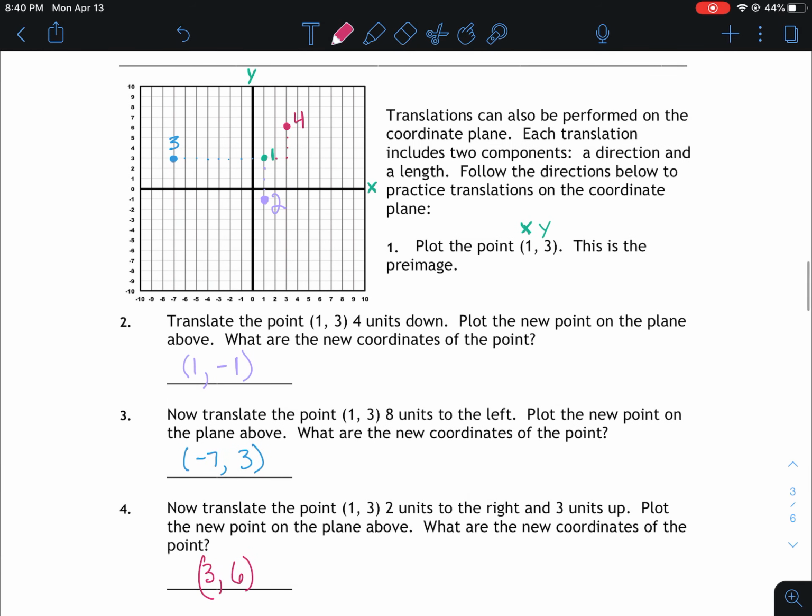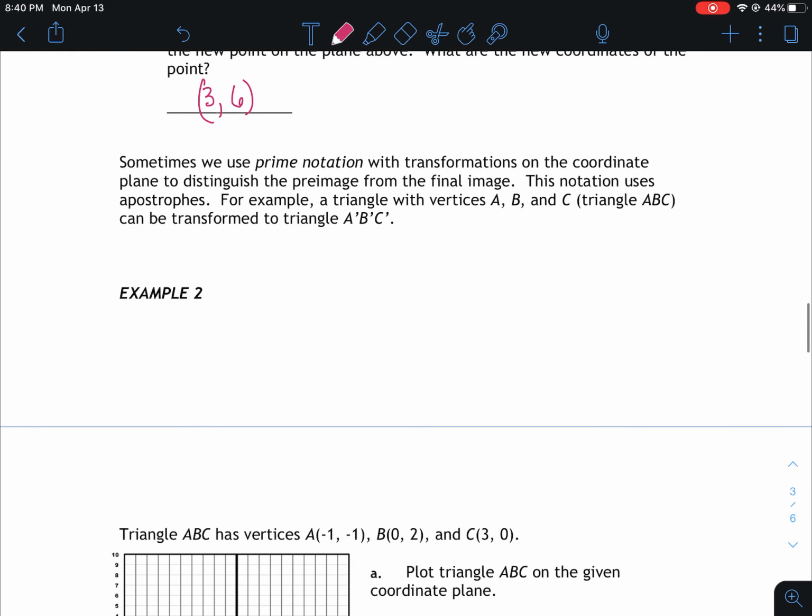So if you notice when you are graphing this on your own, you can tell that when it goes left or right, it is the x value that is changing. When you go up or down, it is the y value that changes. And that is because the x-axis is horizontal, left and right, and the y-axis is vertical, up and down.